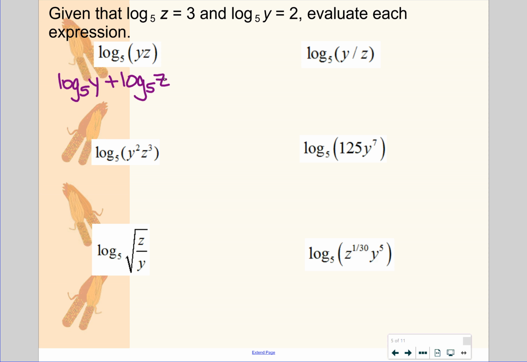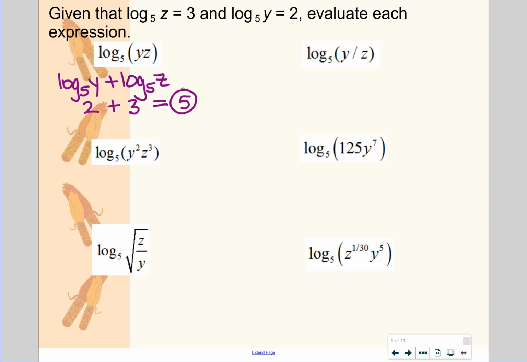Now I have a log base 5 of y. I'm actually given what that's equal to at the top. I have a log base 5 of z. I'm given what that's equal to at the top, so I substitute them in. Log base 5 of y is equal to 2. Log base 5 of z is equal to 3. The log evaluates to 5.